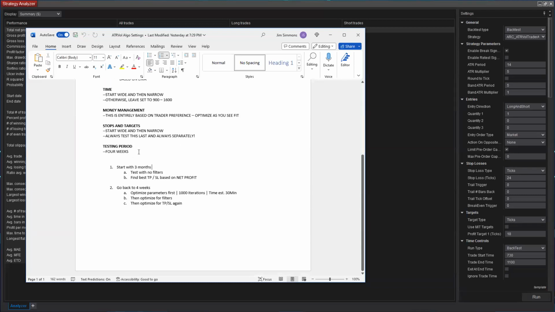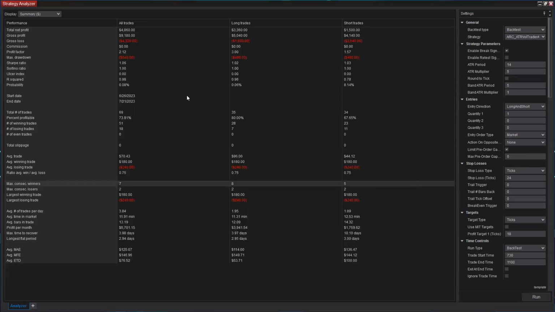All right. And then testing period is 4 weeks is the goal. You can do less. You can do more if you feel like you need to. Some of them you won't even need 4 weeks. Like if you're testing order flow or you've got a ton of trades or something, you might not need that much. Okay. So when we talk about stops and targets starting wide, why would you want to do that?